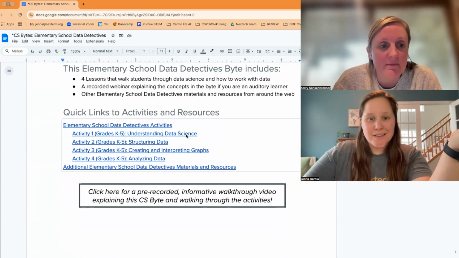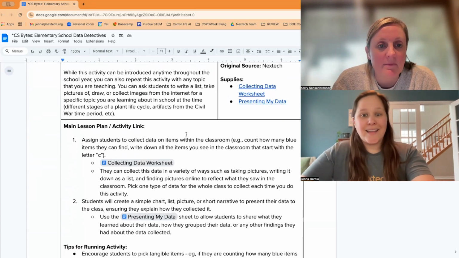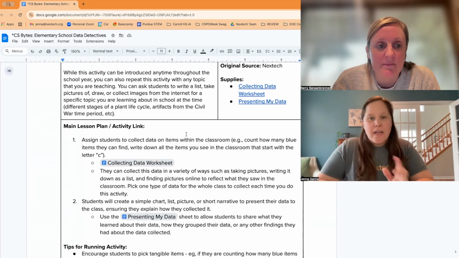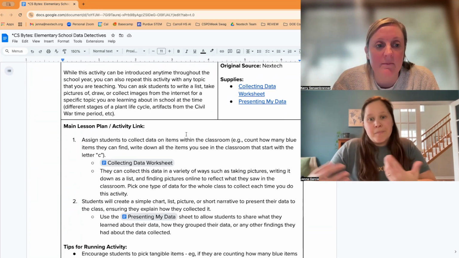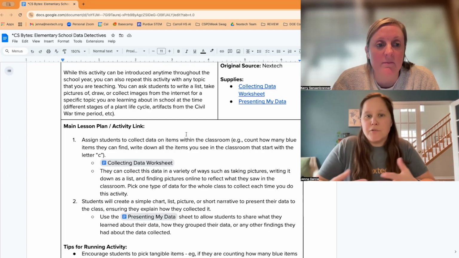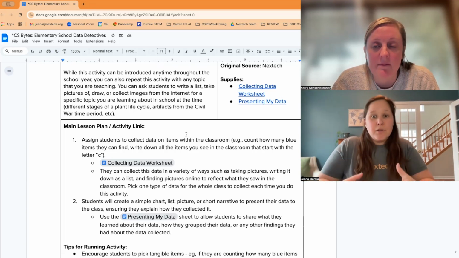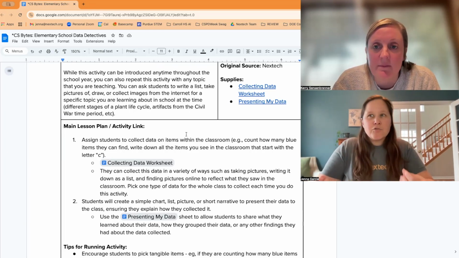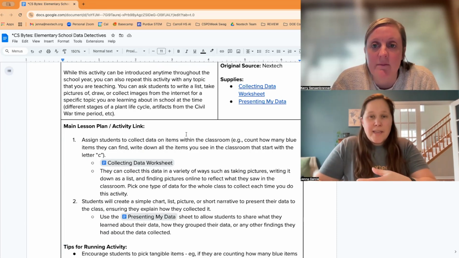Yep. So we've got four activities for this. The first one is understanding data science. This is the idea of having the students collect data within the classroom. That could be finding everything that you can that starts with a specific letter, like A, or that has a specific color, or if you're doing a theme in your class, right? Right now we're recording this around Valentine's Day, so you could write down everything that has to do with the next holiday coming up. And then the students are going to look at that data and see if they see any trends or if they would group it in different ways.